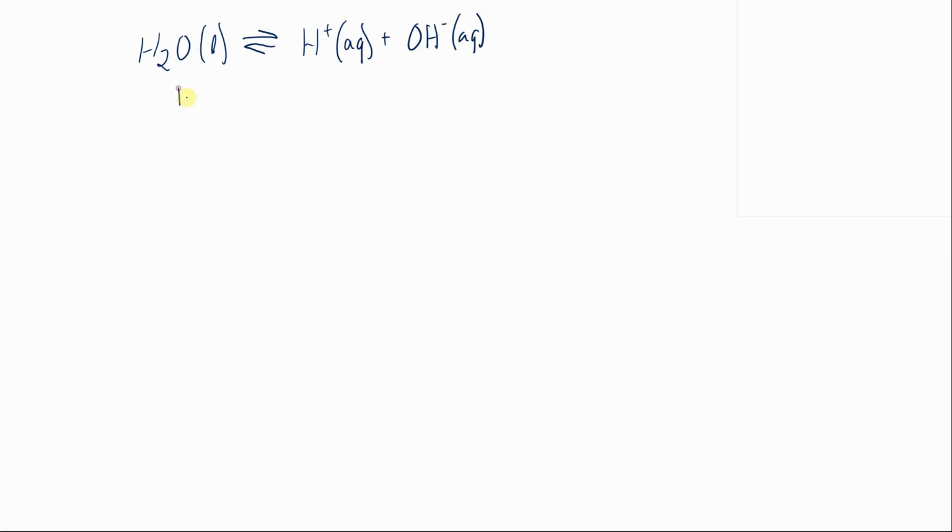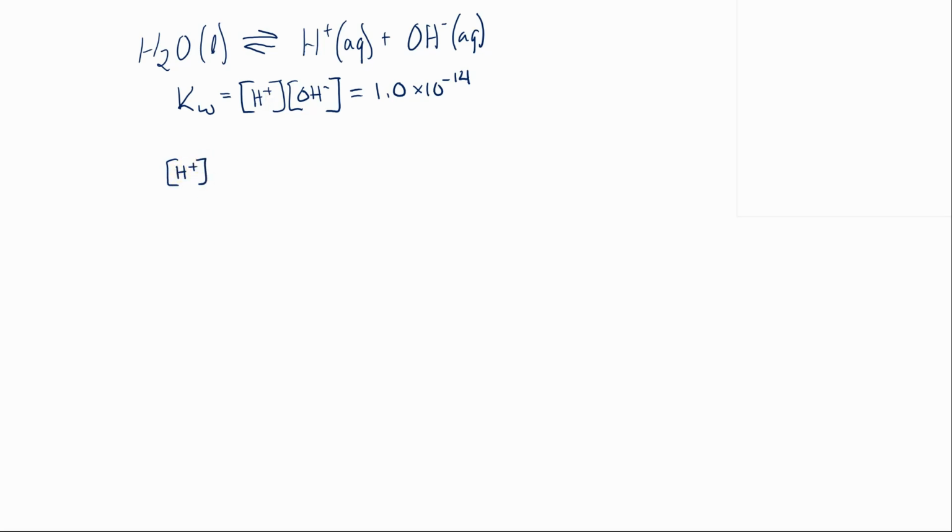We can write an equilibrium constant expression for this reaction as just the hydronium ion concentration times the hydroxide ion concentration. Remember, water doesn't show up because it is a pure liquid. And this equilibrium constant we give a special notation of Kw. The W is a subscript, presumably for water. At 25 degrees Celsius, this equilibrium constant has a value of 1.0 times 10 to the negative 14. And we can use that constant to convert back and forth between these two concentrations.